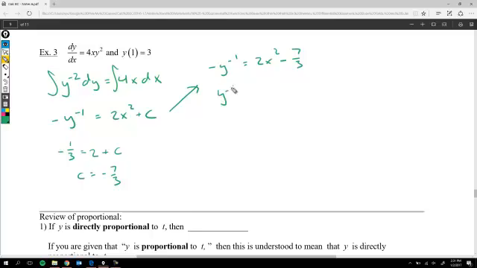Okay, I simplify a little bit. All right, and then I simplify a lot more. So I'll take the inverse of both sides. And this is my particular solution.